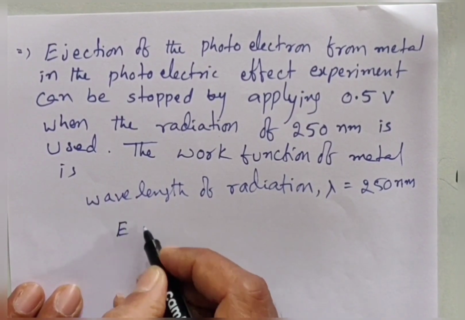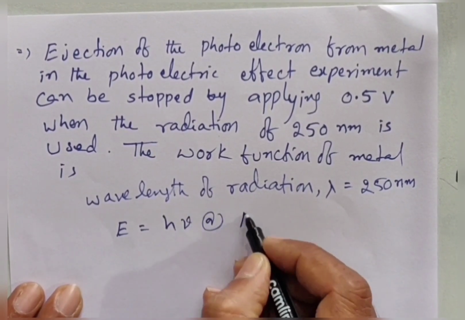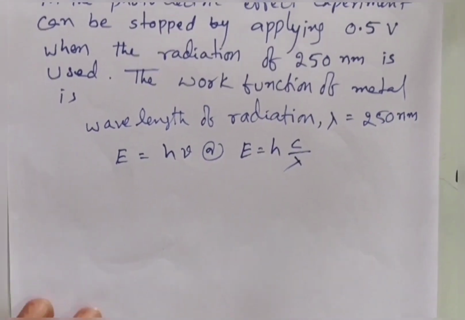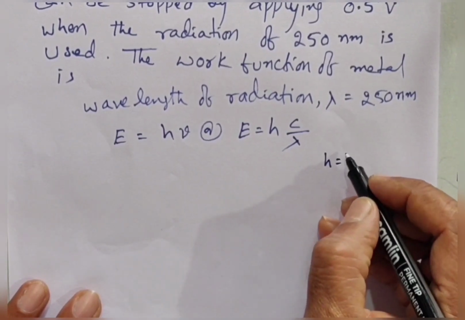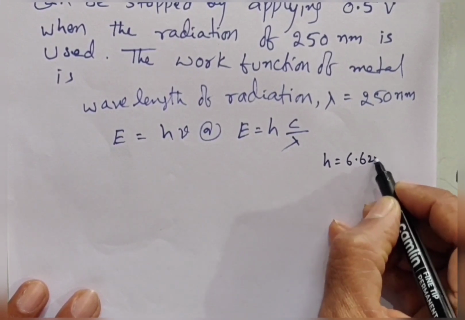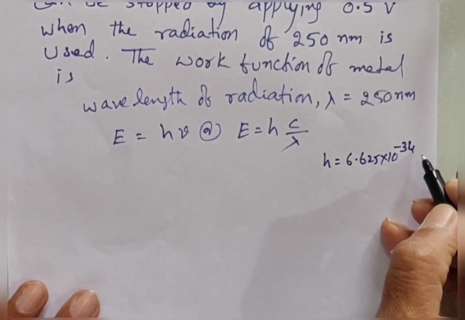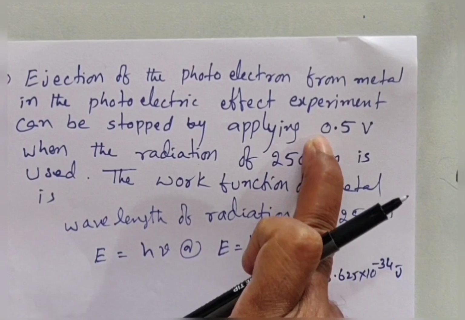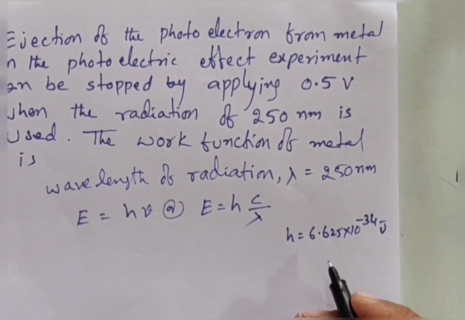we use this mathematical expression first. h nu or E is equal to h c by lambda. Now here h is the Planck's constant, 6.625 into 10 power minus 34 joules. Now here the given value is in volts. Then you have to convert joules into electron volts.